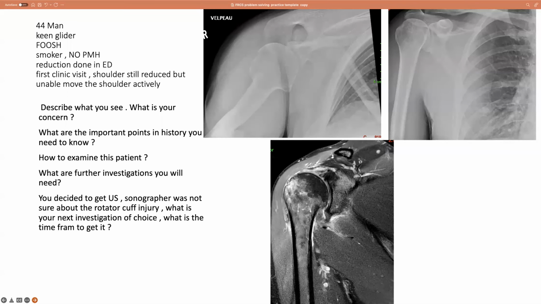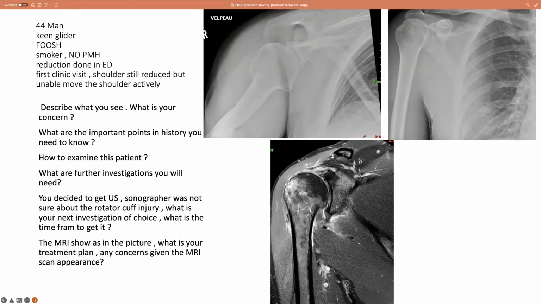Patient had an urgent MRI scan. The MRI scan as shown in picture. What's your treatment plan? What are your concerns given the MRI scan appearance? Treatment received. Patient had an open rotator cuff repair through a Mackenzie approach and had a subacromial decompression.